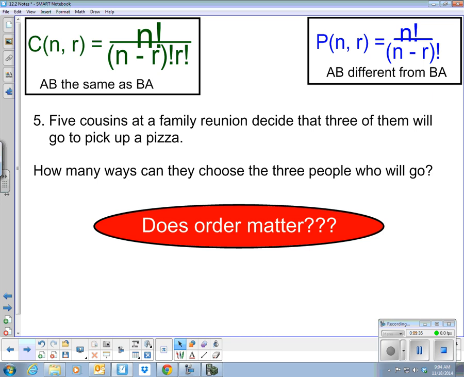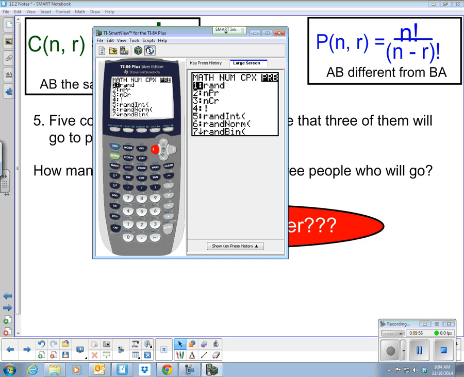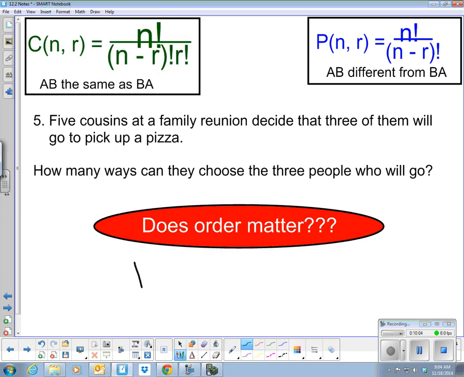So 5 cousins at a family reunion decide 3 of them will go pick up pizza. How many ways can they decide who will go get pizza? Well, does order matter? Does it matter if you get picked first or fifth or third to go get pizza? No, it doesn't matter at all. So this is where you use, instead of nPr, you go nCr. So I still want 5, I want nCr this time, 3, that's going to be 10. So there's 10 different ways you can do it.